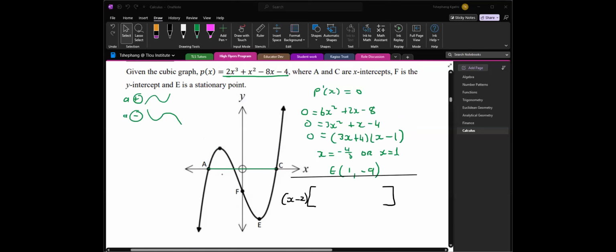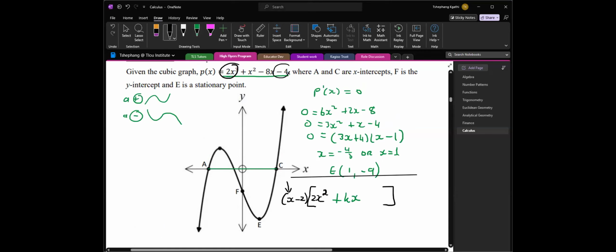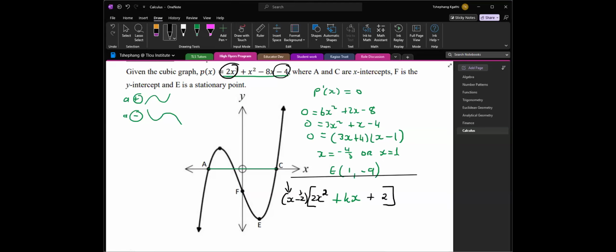So here I'm going to have 2x to the power of 2, because all we do is we take the first, we divide it by the first in this bracket. So 2x to the power of 3 divided by x, that gives you 2x squared. Then in the middle, this is the K method. We always just say plus kx. Then we take the last term, we divide it by the last term in our bracket. So minus 4 divided by minus 2, that gives you positive 2. Minus 4 divided by minus 2, remember, with the signs. Please always be mindful of the signs.